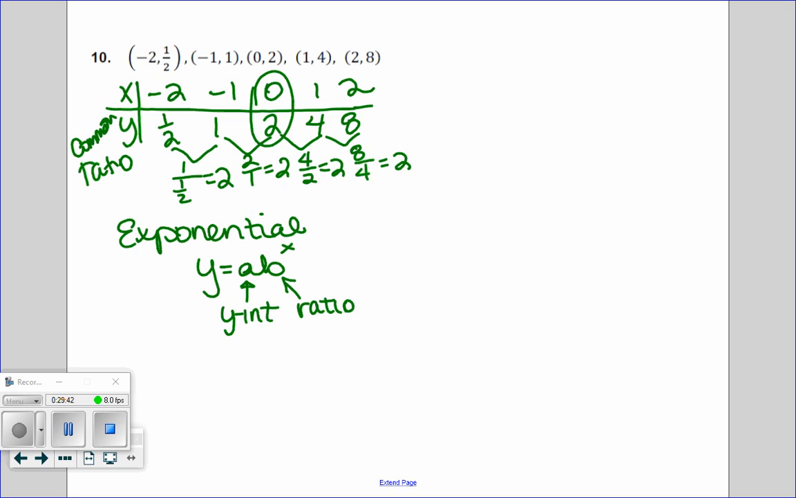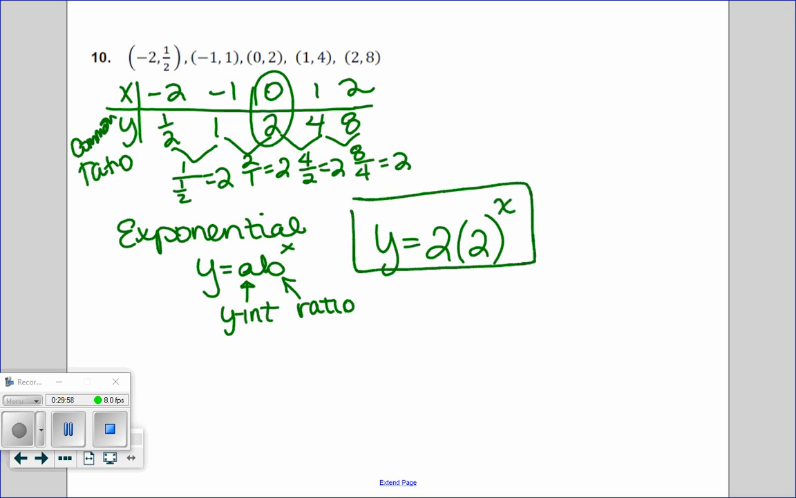And then what was our multiplier? What were they multiplying by every time? 2. That's what we got as our common ratio. So our exponential function here would be y equals a y-intercept or starting value of 2 and repetitively multiplying by 2 every time. Those are not always the same number. It's just a coincidence today. Okay? So quick review crash course.